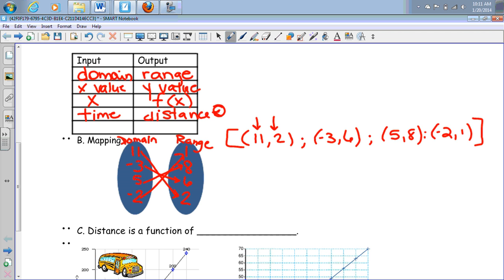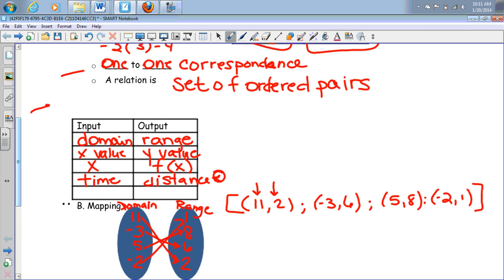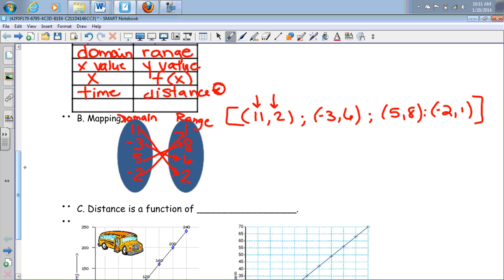Thinking about what we talked about in the previous video, do we have one-to-one correspondence? In other words, for my domains, does my domain go only to one range? So 11 goes only to 2. Negative 3 goes only to 5. 5 goes only to 1. Negative 2 goes only to 1.